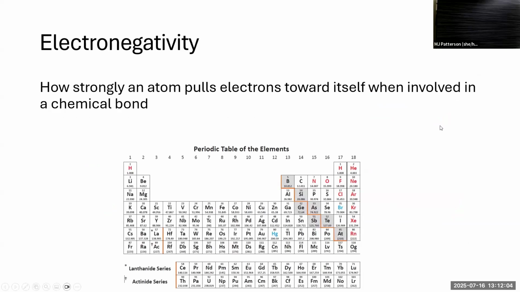Electronegativity is how strongly an atom pulls electrons towards itself when it's in a chemical bond. And it's something that we call a periodic property.